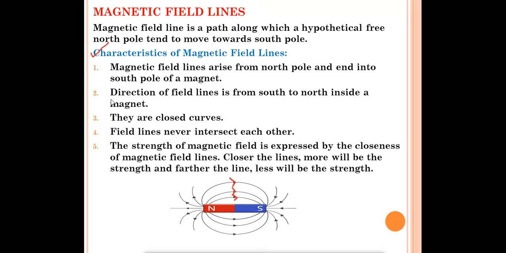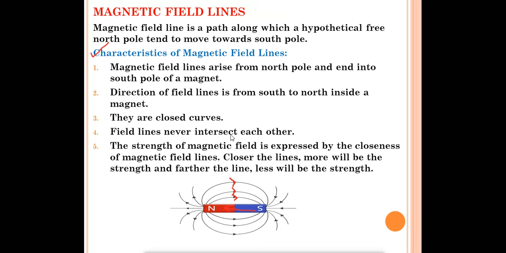Second one, the direction of field line is from south to north inside a magnet. Outside the magnet, you can see the direction is from north to south. But inside the magnet, what will be the direction of the field lines? It is from south to north. Means inside the magnet, the direction of the field lines will be from the south pole towards the north pole. Okay. Now, they are closed curves. You can see they are closed. They are curved lines, they are closed curves. Okay, this is also one of the properties.